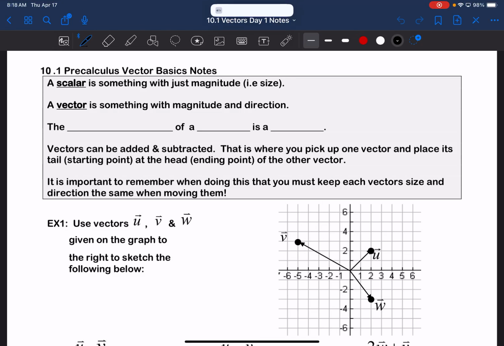A number is just something that we use with magnitude, which is going to basically be the size of something. And a vector is something with magnitude and direction. So a vector tells us which direction it's headed.